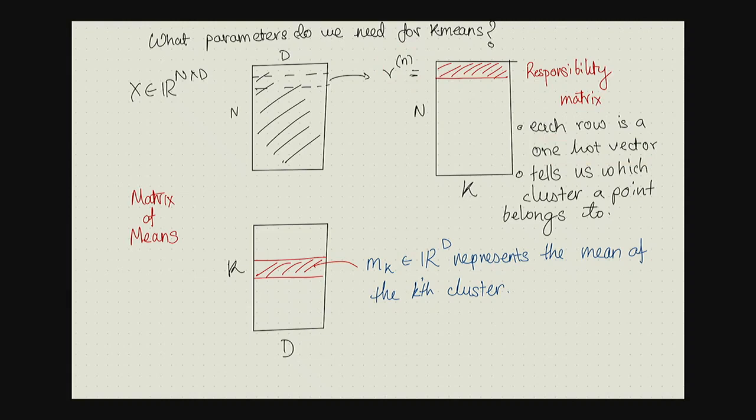It is a one-hot vector of dimension k, such that the column where there's a 1 in this row vector is what tells you which cluster this point is associated with.